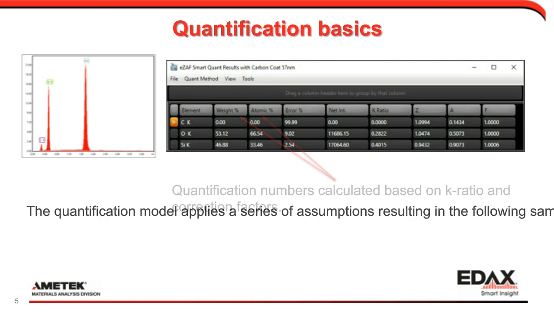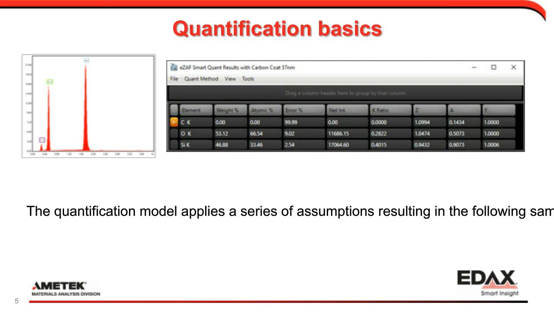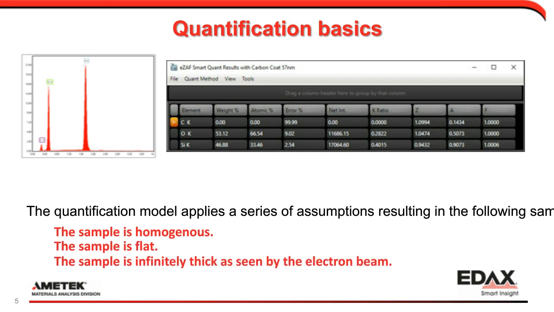The important part to remember is this. The quantification model applies a series of assumptions, and that means the sample has to meet the following requirements. It has to be homogeneous, it has to be flat, and it has to be infinitely thick as seen by the electron beam. So if the sample deviates from these requirements, the quant results will be off. These are the basic assumptions of any CAF or any SEM-based quantification technique. For TEM quantification, it is slightly different.